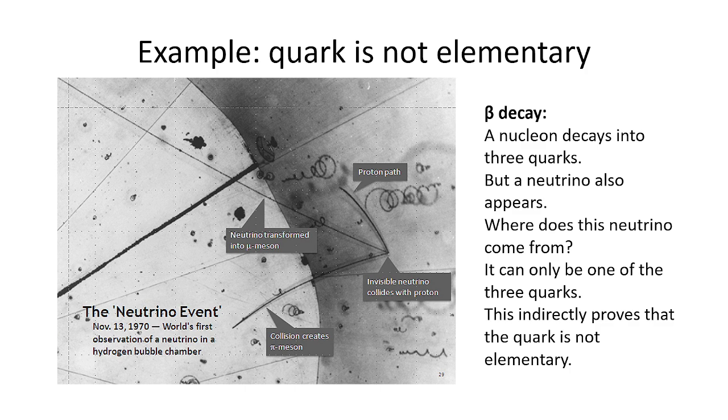Example, quark is not elementary. In beta decay, a nucleon decays into 3 quarks, but a neutrino also appears. Where does this neutrino come from? It can only be one of the 3 quarks. This indirectly proves that the quark is not elementary.